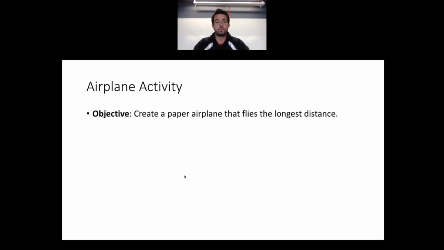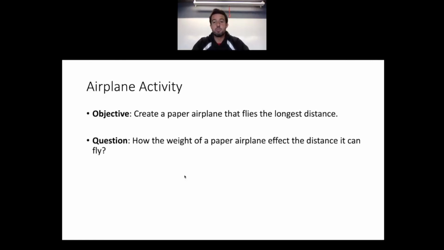Here's what you're going to do. You're going to create a paper airplane, and you're going to try to create one that flies the longest distance. That's the goal. So right away, you know what our dependent variable is. The dependent variable is distance. Here's the independent variable. How can the weight of a paper affect the distance it can fly? So what we're changing here is the weight of the paper airplane. You'll use regular computer paper and then maybe some heavier paper and then maybe some lighter paper.